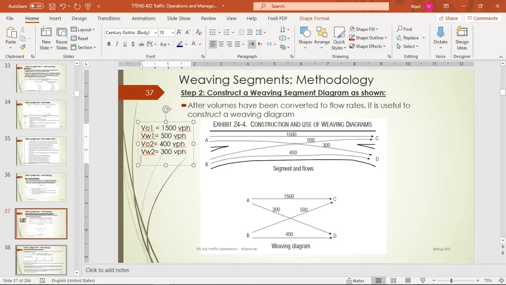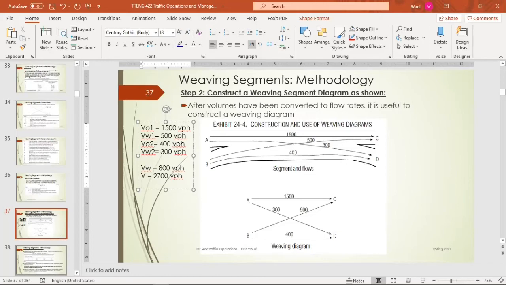Excellent. Okay, what is V total? VW, weaving volume, equal how much? 800 vehicle per hour. That's the total weaving volume. Right? Okay, V total. How much is V total here? 2,700. That's the summation of all.